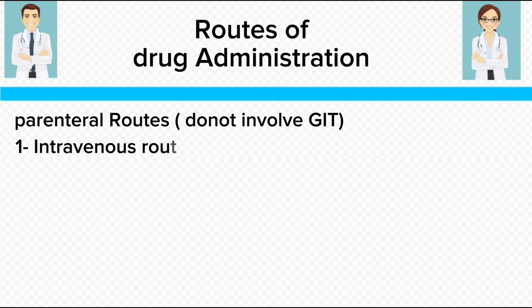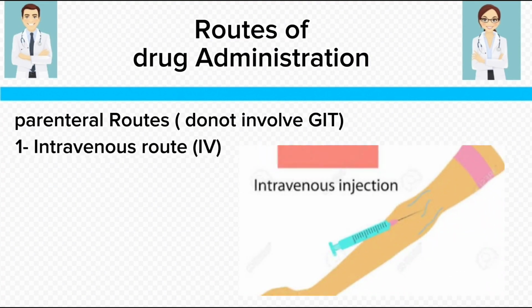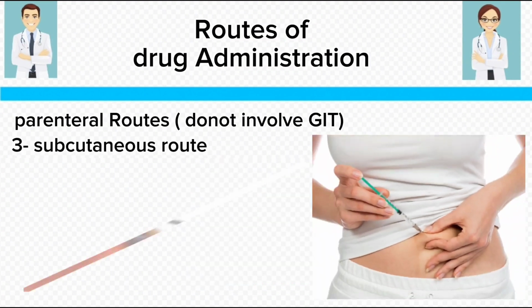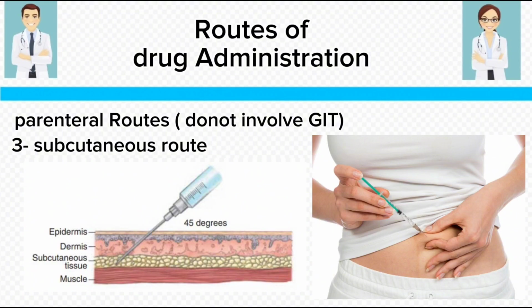First of all is intravenous route, in which we inject the drug in veins. Second is intramuscular route, in which we inject the drug in muscles. The third is subcutaneous route, in which we administer the drug through subcutaneous membrane.